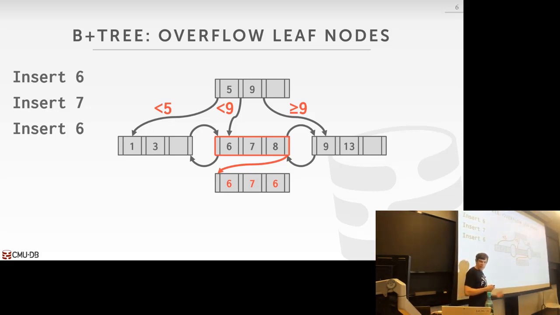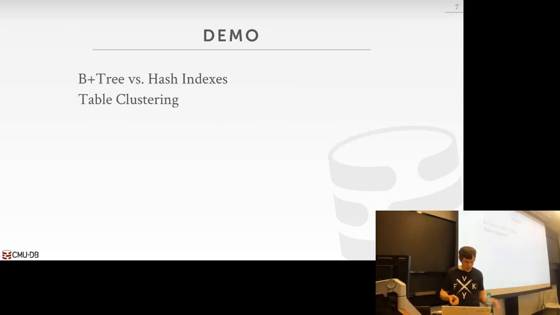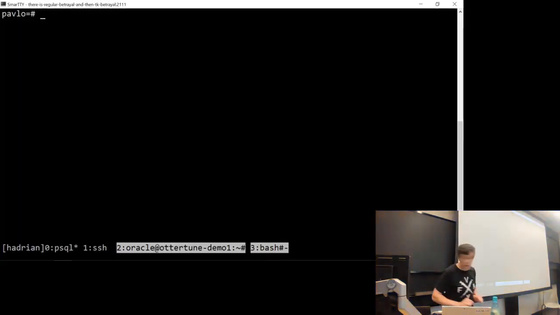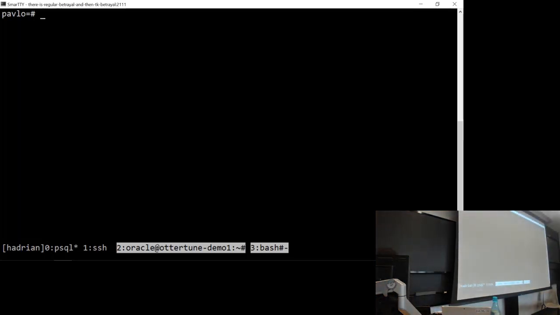All right, cool. So let's do a demo because we didn't get to do this last time. So we're going to do Postgres, and I just want to show the difference between a B+ tree and a hash index. All right, let me turn this off. All right, cool. Let me log in over here.